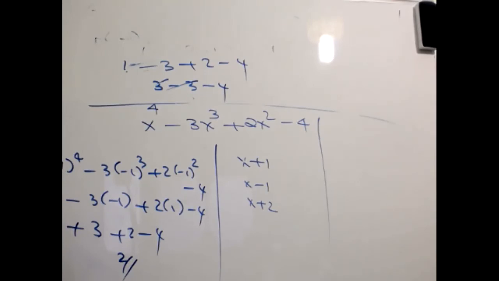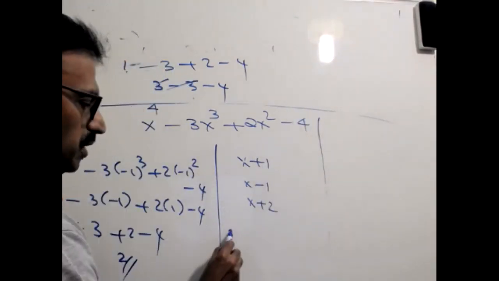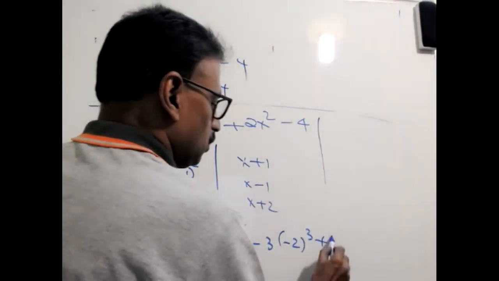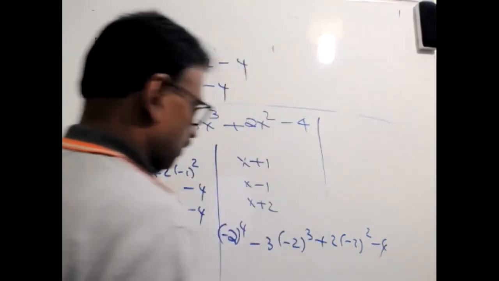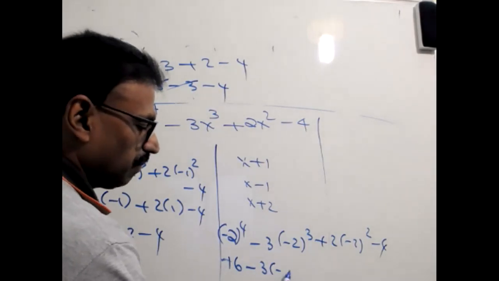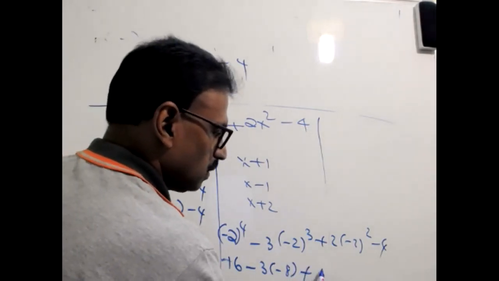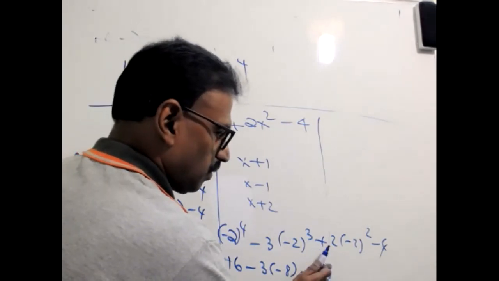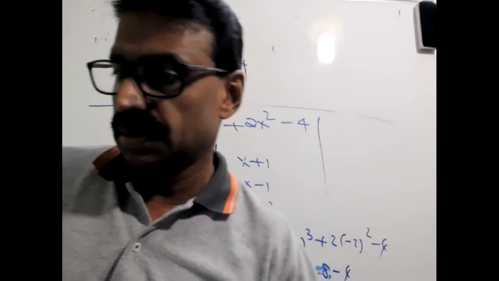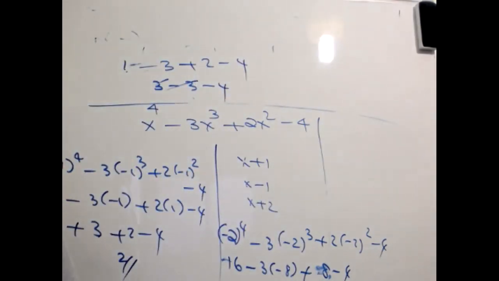Now, third one, minus 2 raised to 4, 3 into minus 2 cube, 2 into minus 2 square minus 4. Here 16, 3 into minus 8, plus 8 minus 4. Correct? What is the answer? Third answer is 24 plus 16 minus 4, 36, correct? Okay. So look at here now.